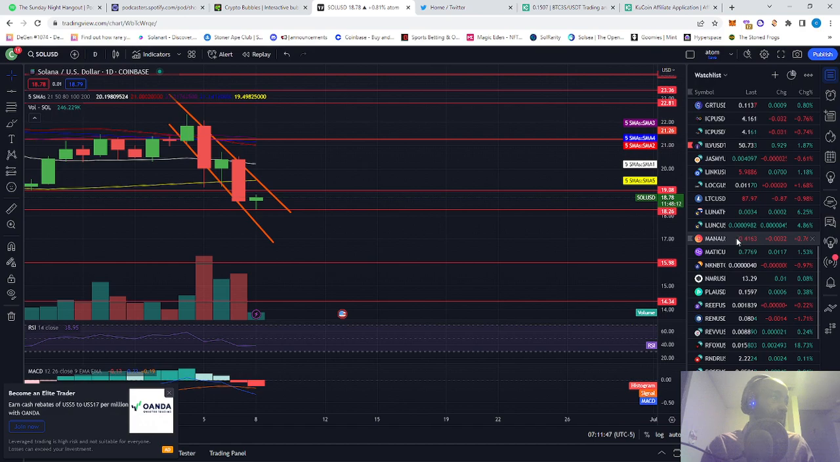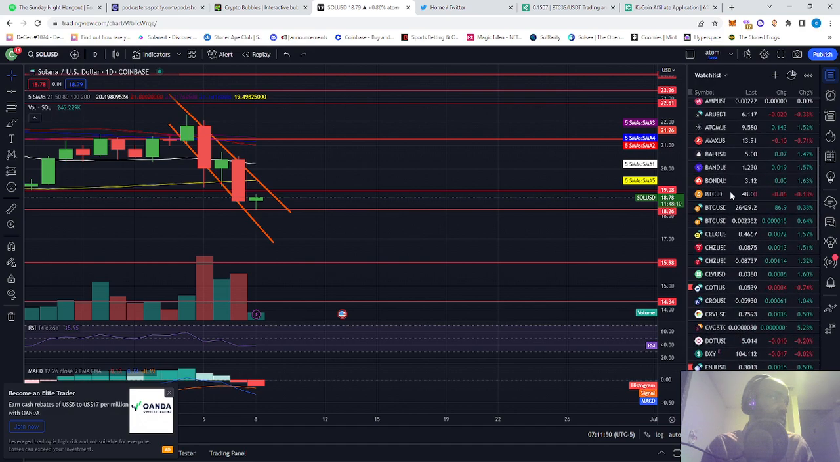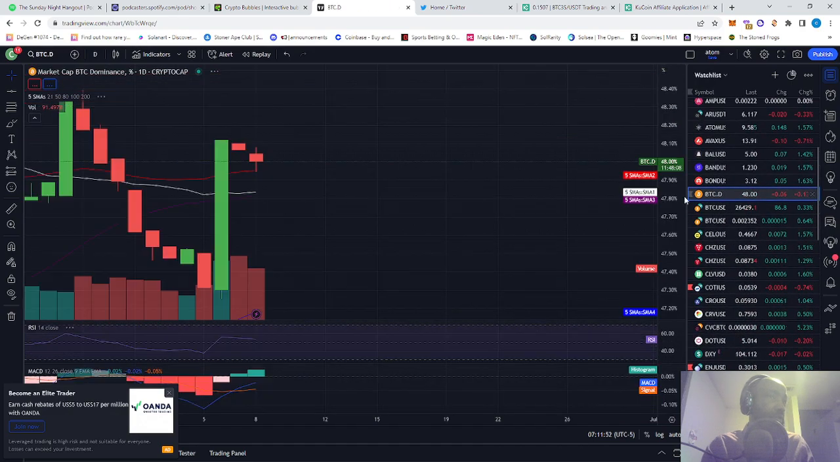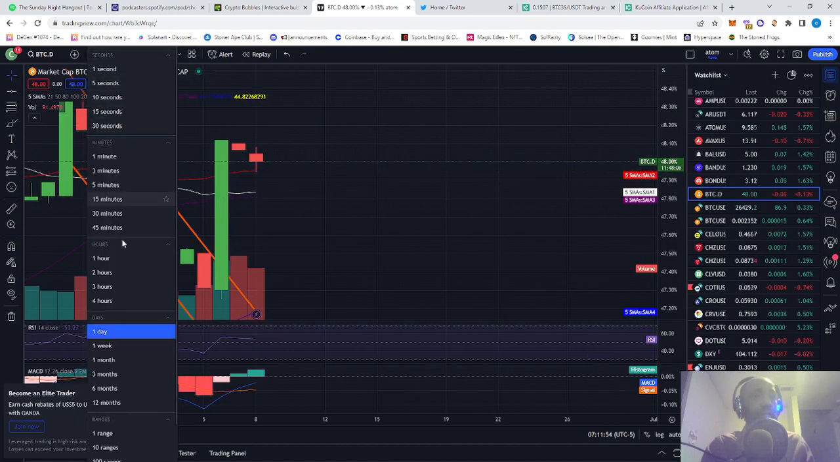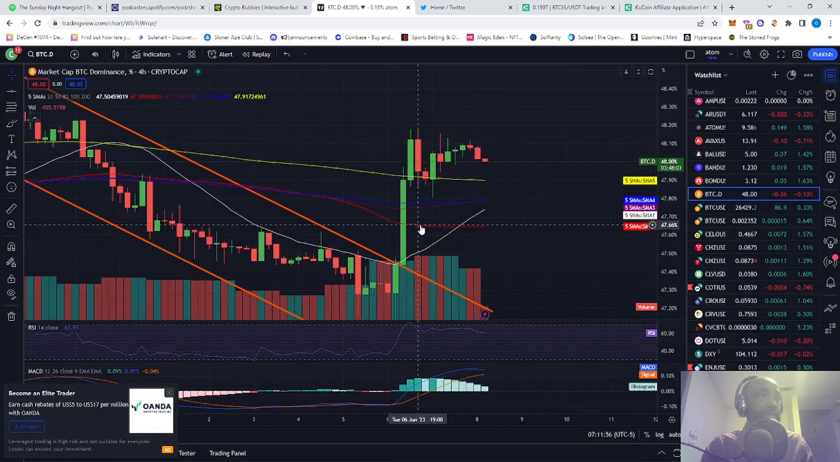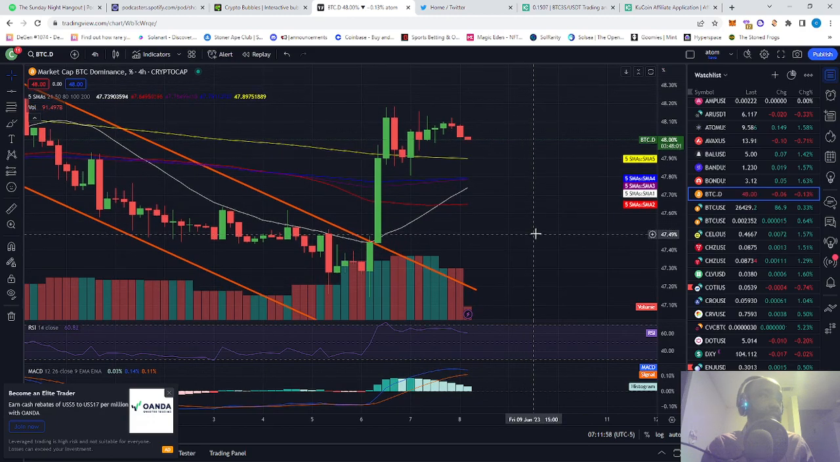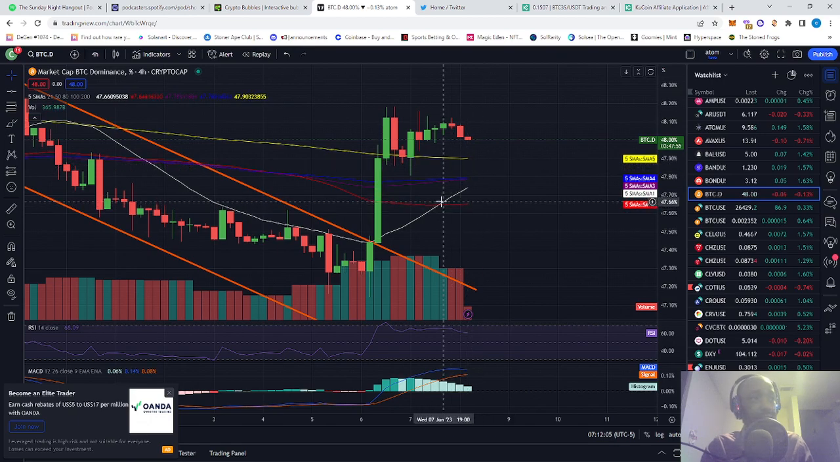Now, back to Bitcoin. Bitcoin dominance. So the money flow is coming in, right? And on the Bitcoin dominance chart, it looks like it's starting to form a bull flag a little bit. So you might have a little price action. As you can see, that 21 crossed over that 50. So that actually is pretty good.